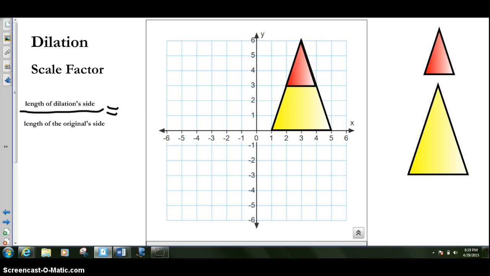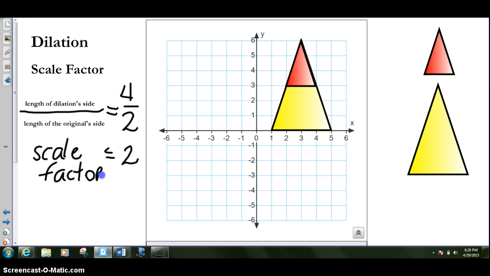So the length of the dilation side is 1, 2, 3, 4. That base is 4 units long. Now we look at the red triangle's base. It is 1, 2 units long. So we put a 2 in the denominator. Now, in order to determine the scale factor, we have to divide 4 by 2 in this case. The scale factor of this dilation is equal to 2.